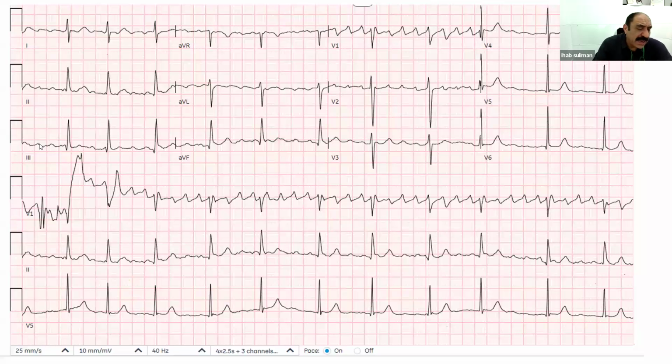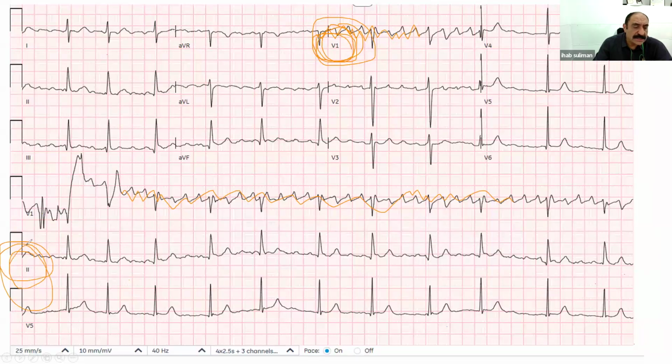So it is atrial flutter. So this is atrial flutter because we have what is called a sawtooth pattern. You can see it like a sawtooth, so you can easily appreciate it in V1. So V1 is one of the most important leads, and also lead 2.